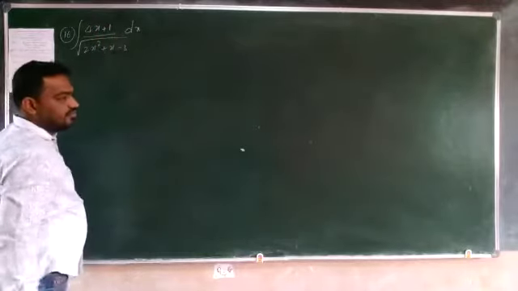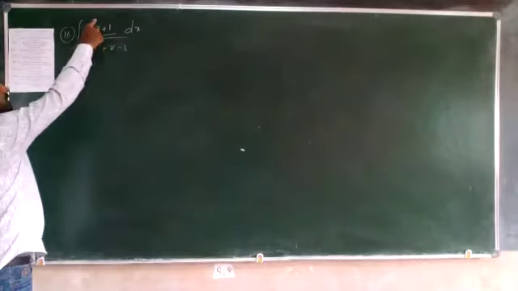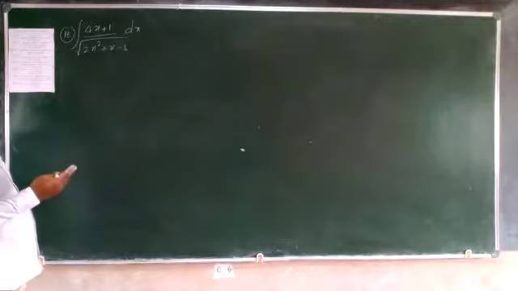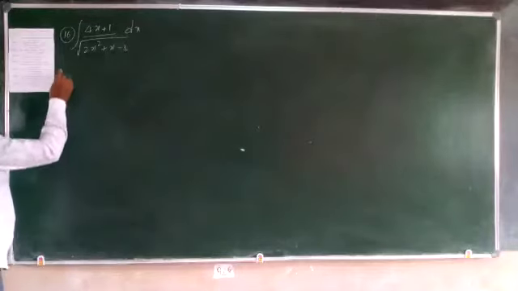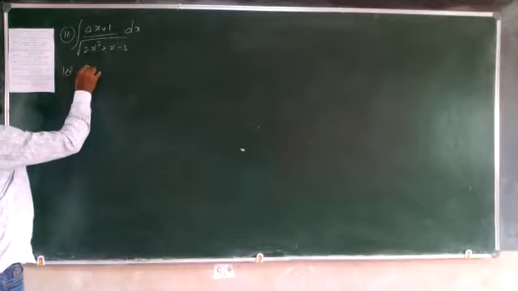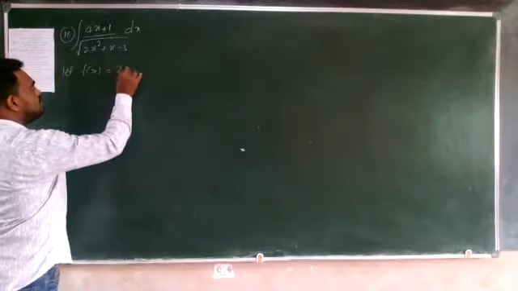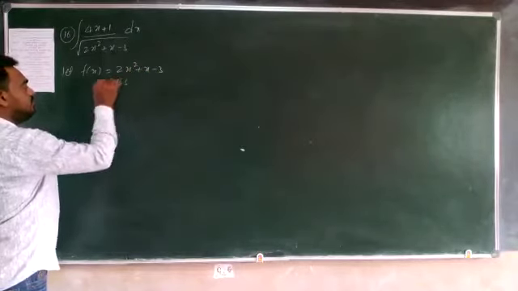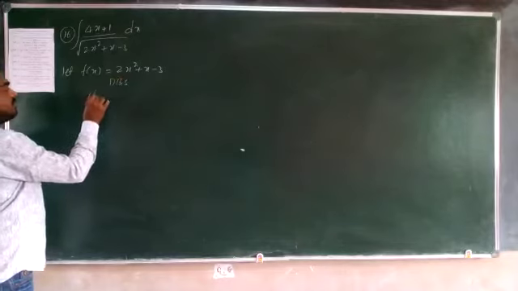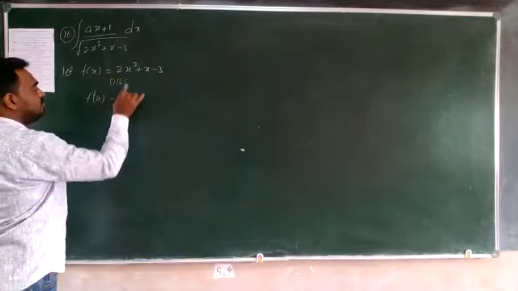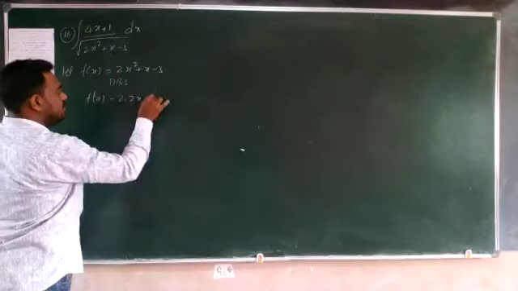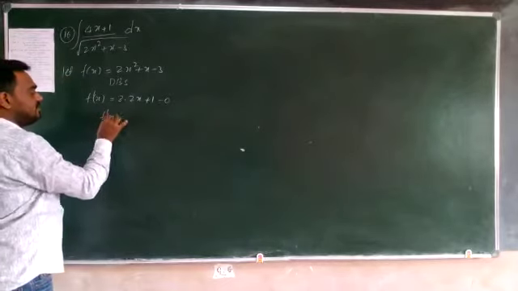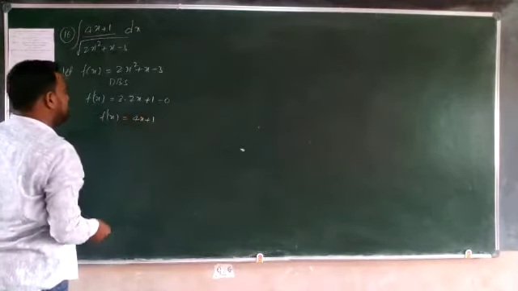And x derivative 1 is there. Minus 3 derivative 0. That means it is in the form of f dash of x by root f of x. So what I am writing here: let f of x is equal to 2x square plus x minus 3. Now derivative on both sides: f dash of x equals 2 into x square derivative 2x, x derivative 1, minus 3 derivative 0. So f dash of x is equal to 4x plus 1.